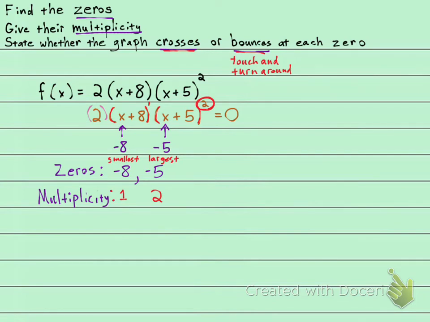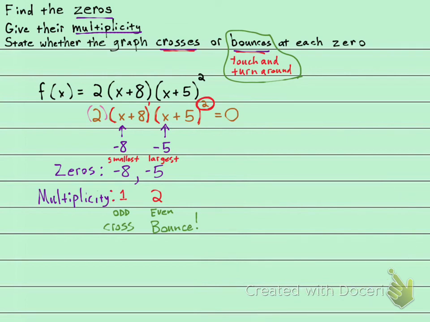The last thing they want to know is what happens at each 0. If you have an even multiplicity, like 2, then it is going to bounce, or as they say, touch and turn around. If you have an odd multiplicity, like 1 or 3 or 5, it will cross. And I'm going to sketch a little bit of this over here.